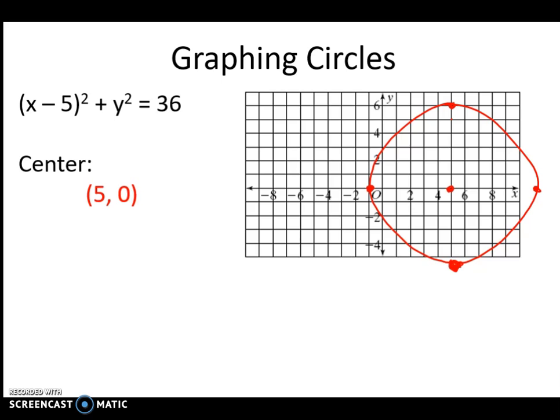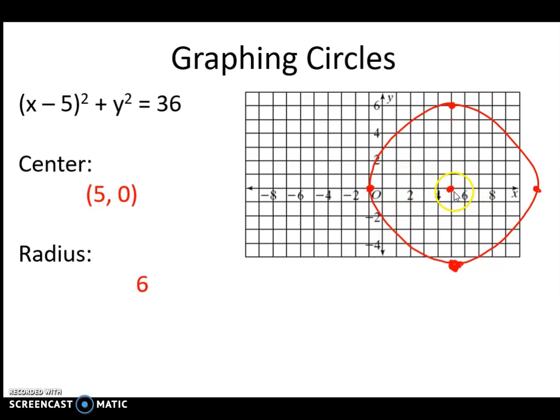So let's look at the center. The center will be 5, 0. The reason this is 0 is because if you're missing something and you see y squared, that's 0. And then the radius will be what? 6, right? The square root of 36 is 6.